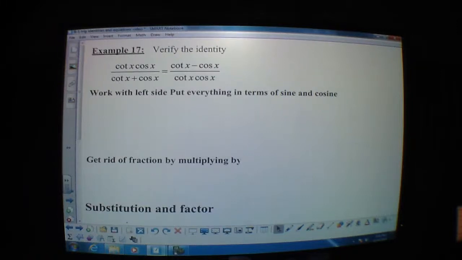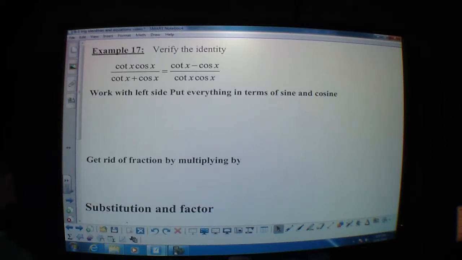Part 3, verify the identity: cotangent of x, cosine of x over cotangent of x plus cosine of x is equal to cotangent of x minus cosine of x all over cotangent of x, cosine of x. Looking at the right and left side. Left side, since it's added in the denominator and not multiplied in the denominator, I'm going to work with the left side because I think that would be easier to work with.